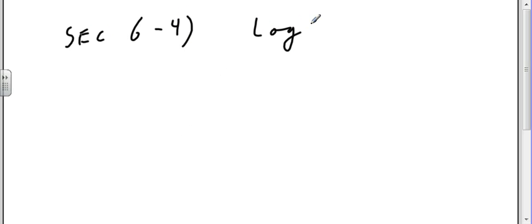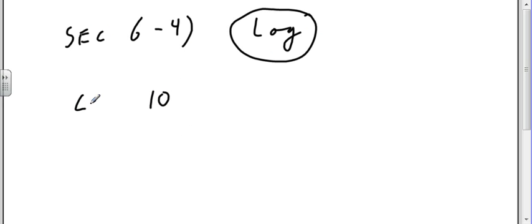Okay. Now we're in section 6-4. And all we're going to do is talk about common logs. So the log of 10 raised to 3.75 is going to be 3.75.